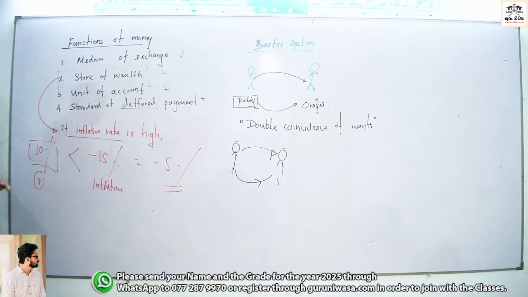Clear, lamai. If the inflation rate is normal, yeah, people may save money, but they are not reluctant to save. If inflation is so high, it's called hyperinflation, lamai, like 100%, 200%, like Zimbabwe experienced. So people reject money as a store of wealth.